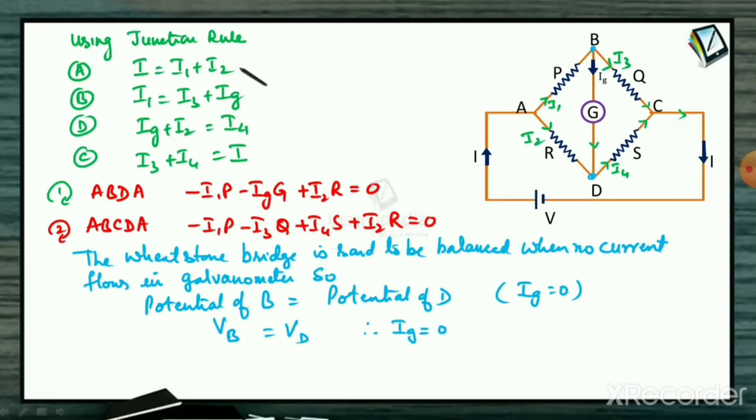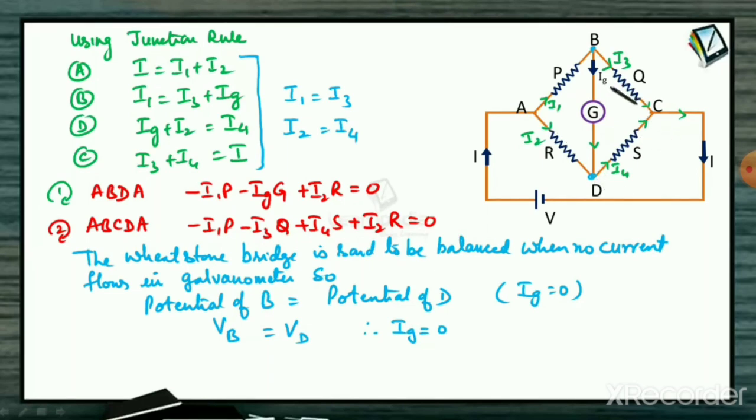Substituting Ig equal to 0 in the junction rule formulas, we get I is equal to I1 plus I2. Here we get I1 is equal to I3 because Ig is 0, and from this equation we get I2 is equal to I4. What does it mean? I1 is equal to I3, I2 is equal to I4. Since Ig is equal to 0, the same current flows through arms AB and BC, and the same current flows through arms AD and DC.